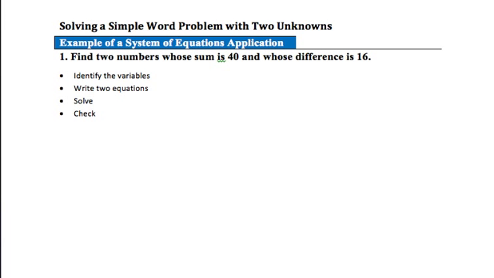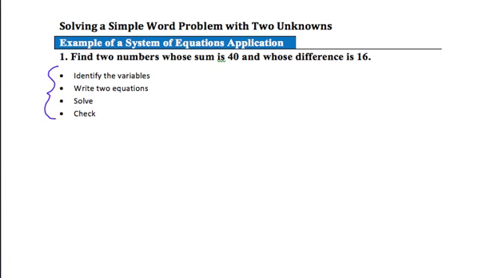Let's go ahead and start with an example here that will get us used to solving a very simple linear equation that has two unknowns. And I've given us some bullets here to keep us on track. The first thing we want to do is identify the variables, and that's plural because we're going to have two unknowns. Take a look at our example here: find two numbers whose sum is 40 and whose difference is 16.